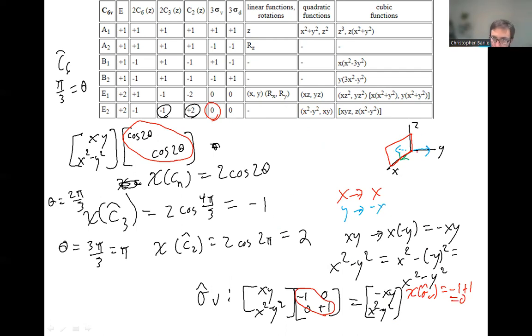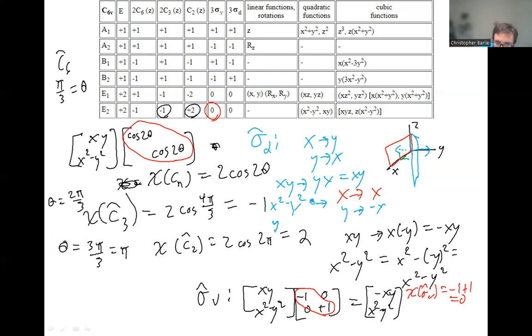Last one is sigma d. Sigma d bisects the x and the y. That's the way we defined it. So x and y are looking at each other in the mirror. So x goes to y and y goes to x. Well, look at what happens there. If that's true, then xy goes to yx, which is equal to xy. But for sigma d, x squared minus y squared goes to y squared minus x squared, which is equal to negative quantity x squared minus y squared. So x squared minus y squared went to the negative of itself.